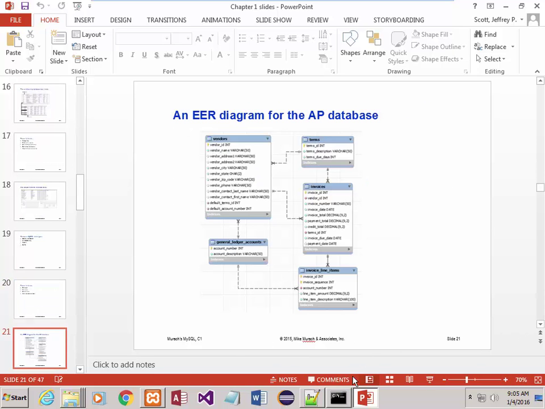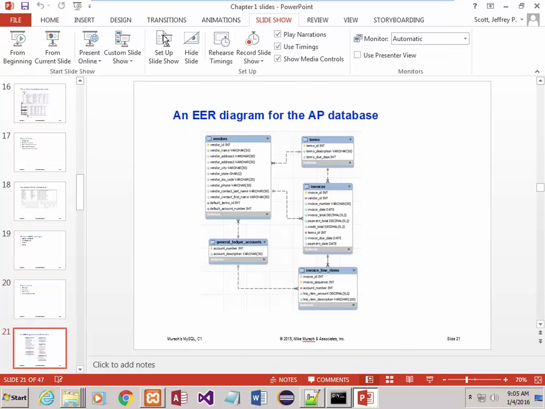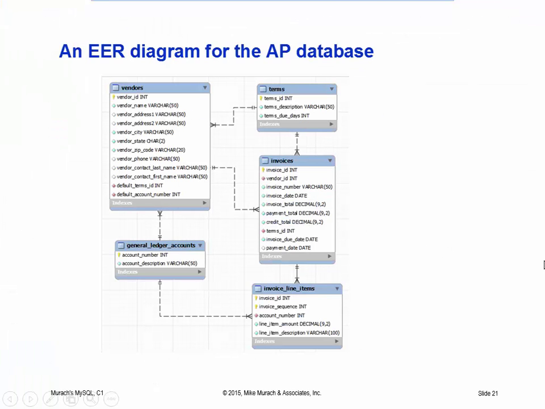All right, this is what I wanted to show you right here. This is called an EER diagram. In fact, most of the time, it's called an ER diagram, which stands for an entity relationship diagram. An EER diagram is an enhanced entity relationship diagram. But what I want to show you here is the relationship that we have between vendors and invoices.